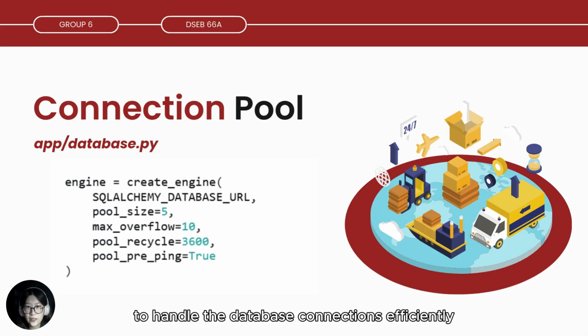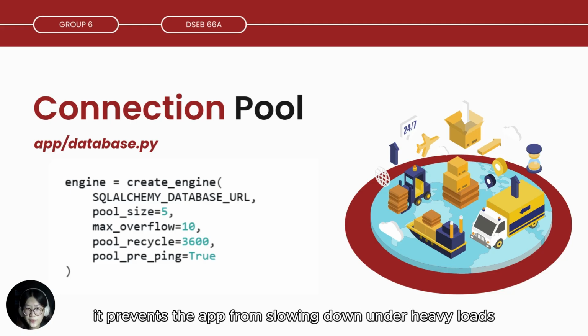To handle the database connections efficiently, we configure the SQLAlchemy engine with 3 optimal parameters. First, pool_size equals 5. This keeps 5 connections open and ready at all times. It saves a lot of time because the system doesn't have to open a new connection for every request. Second, max_overflow equals 10. This lets the system open 10 extra connections during traffic spikes. It prevents the app from slowing down under heavy loads.